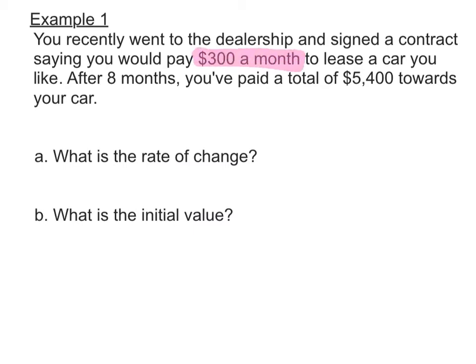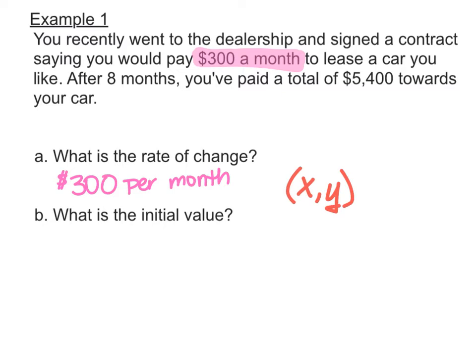And I know that because they're giving me 2 units. It's $300 per month. Now the next bit of information is that after 8 months, I've paid $5,400. So they didn't tell me anything about payment up front or my starting payment. They just told me that at 8 months, I've paid $5,400. So this sounds like a point, like an X and Y. The problem is I don't know which is my X value and which is my Y.